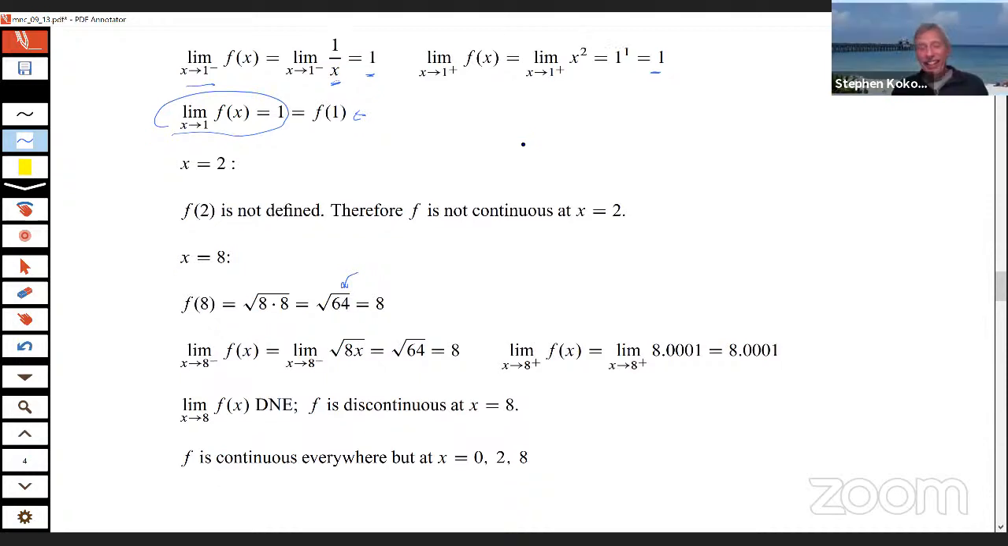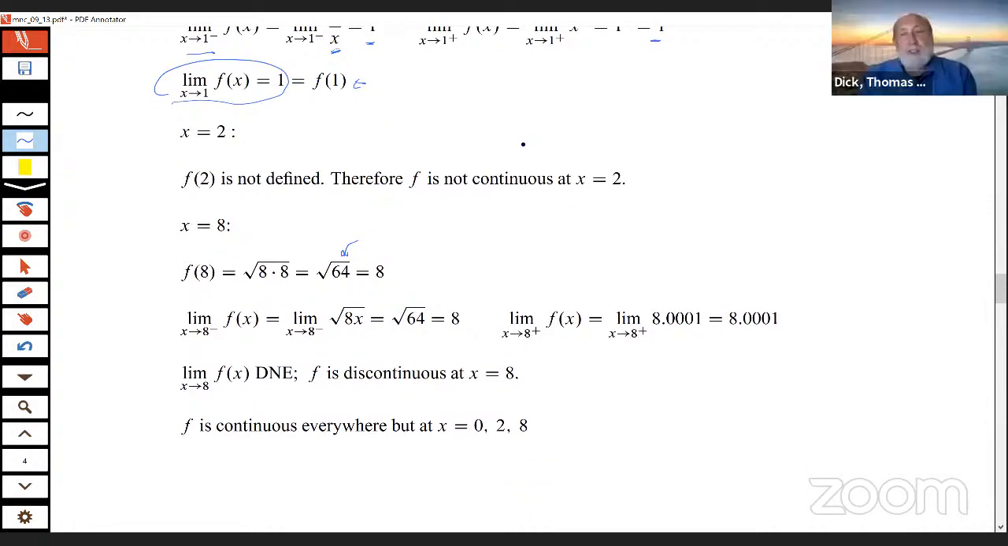That's right. You know what they say, Steve? What's that? Close only counts in horseshoes and hand grenades. And not in functions. Thank you very much.